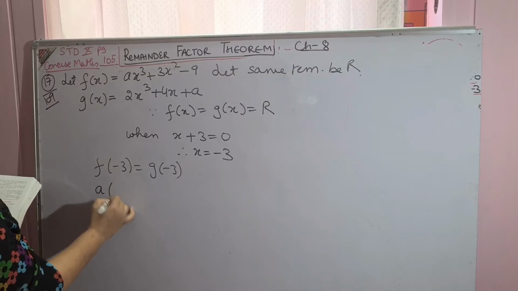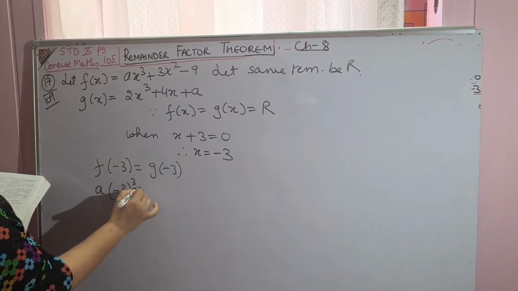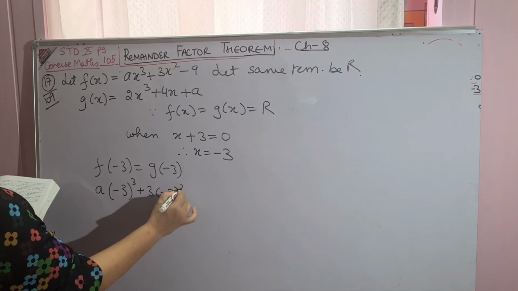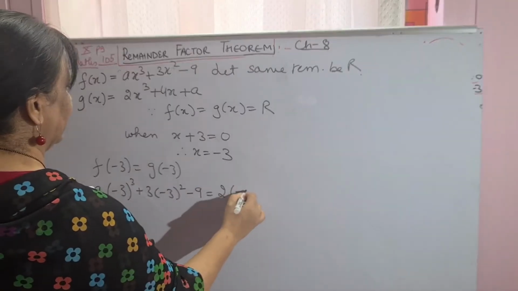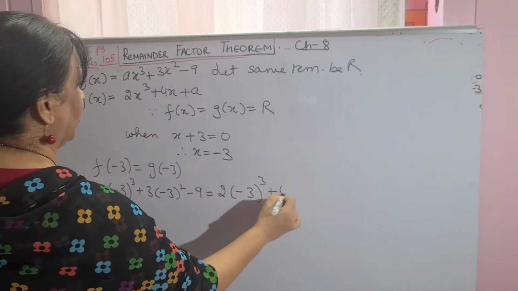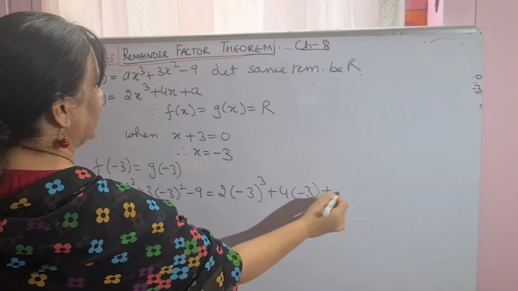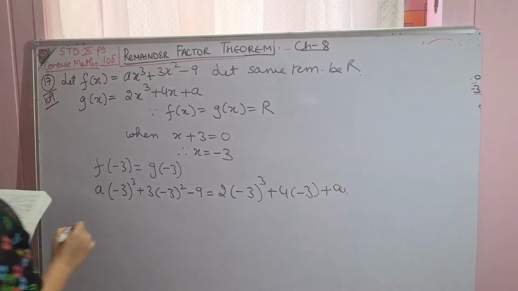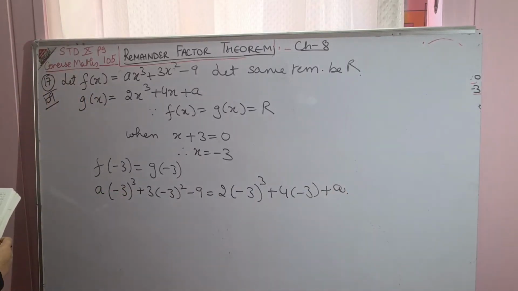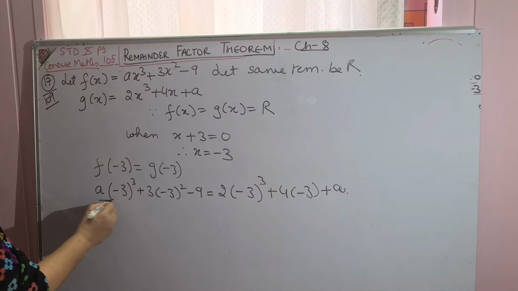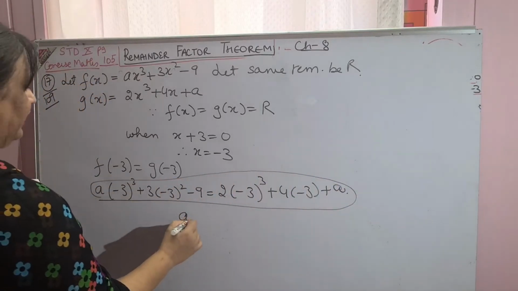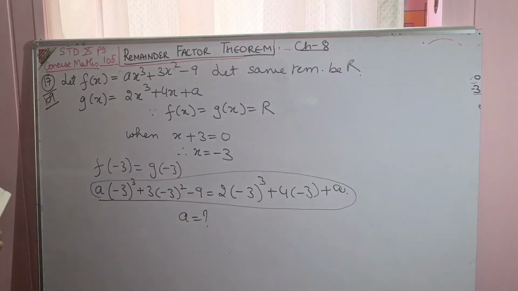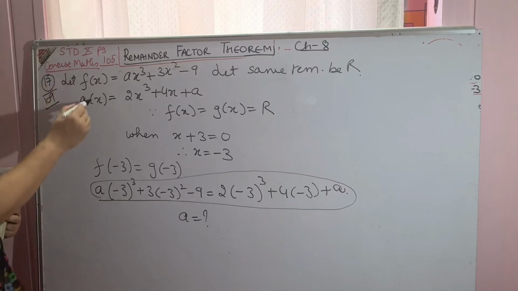A you have to find. Minus 3 cube plus 3 into minus 3 square minus 9 is equal to 2 into minus 3 cube plus 4 into minus 3 plus a. So you have to find the value of a, and this you can do very easily. You can simplify it, and that will give you the value of a. So see how simple it is. Only your writing methods, your presentation methods, and everything is so methodical.